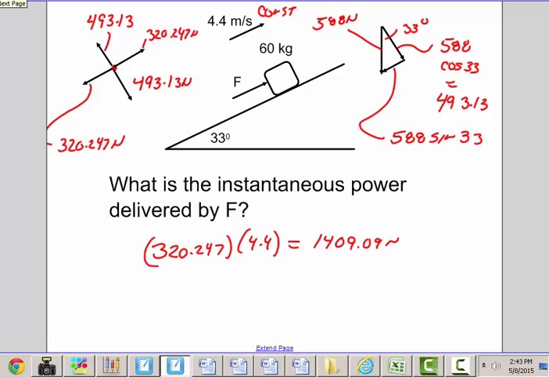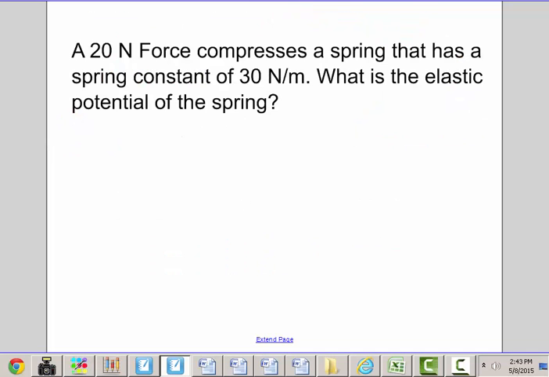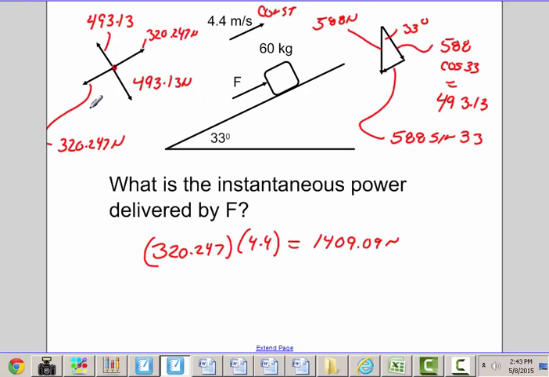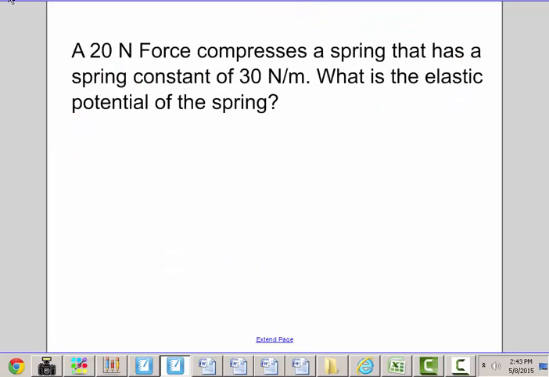On the test, there are some spring problems. This problem is identical to the test problem. There's a problem like this. I'll let you guys try this. Would you have any problem with this one? I like this. How do you do that? You need this. Find the deflection.